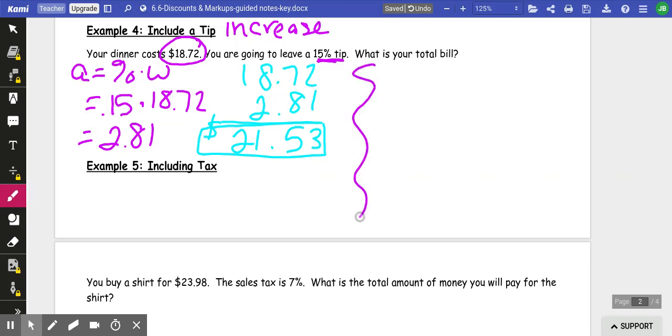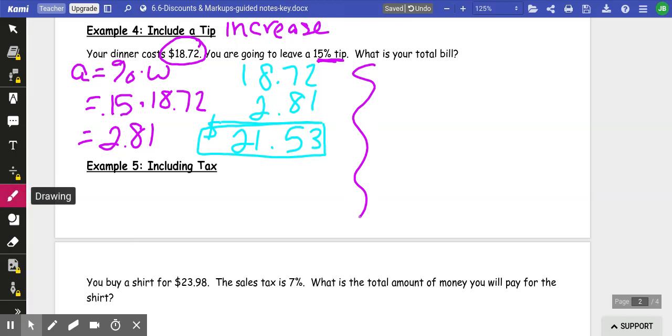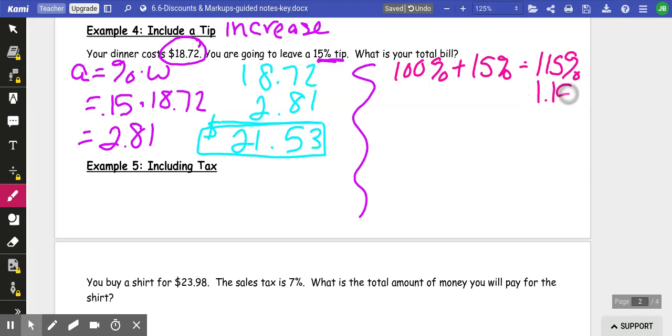So we have the other way. Let's change color. So it could be we have 100% of the bill, which is the 1872. I can add that 15% to it, which gives me 115%, which means that it could be a 1.15 that I would use instead of my 15%. So I'm still using the equation, A equals percent times the whole, or part equals percent times whole.